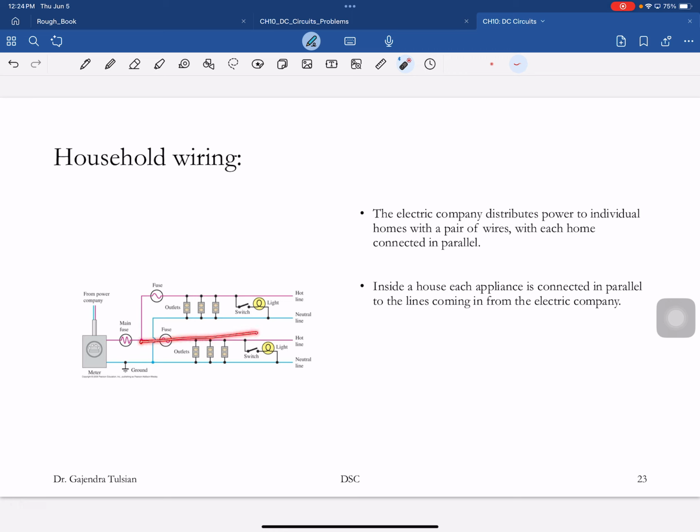Household wirings are all connected in parallel. So if this one goes bad, this one will still function and so on. And houses themselves in a city are connected in parallel. This is one house, and so on.